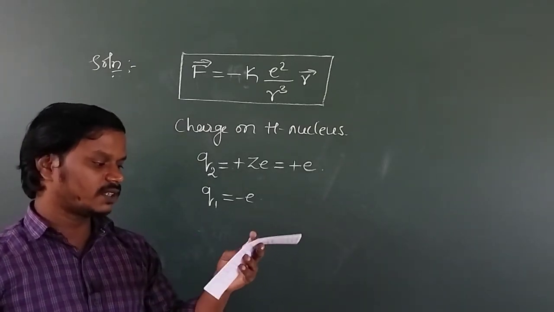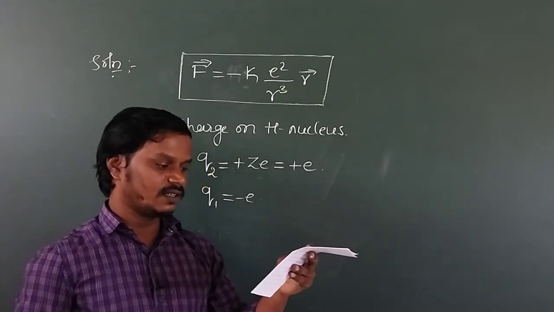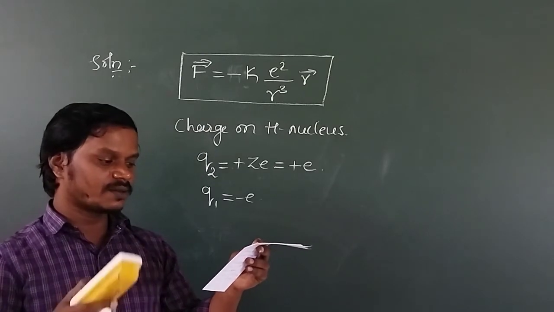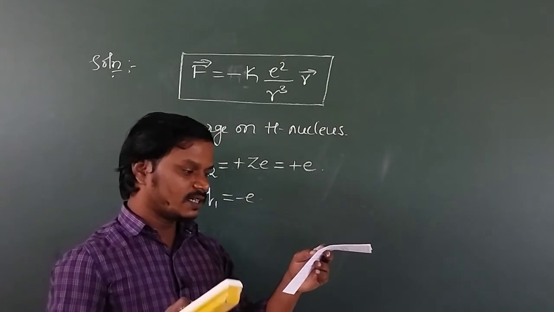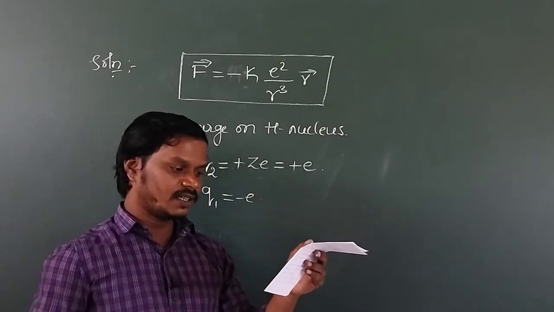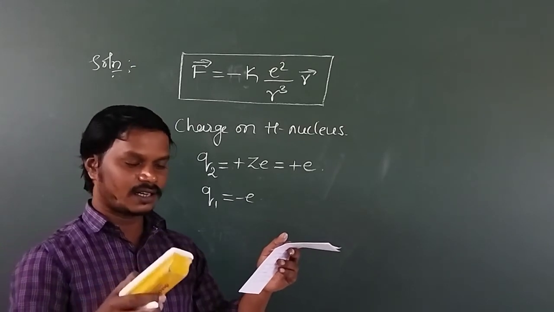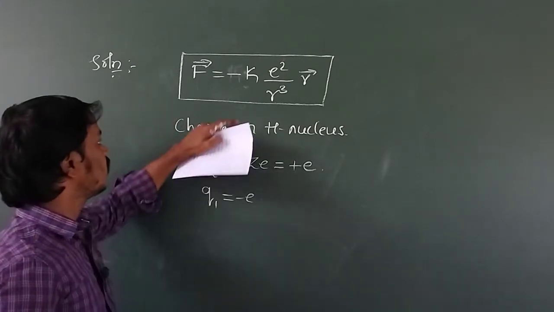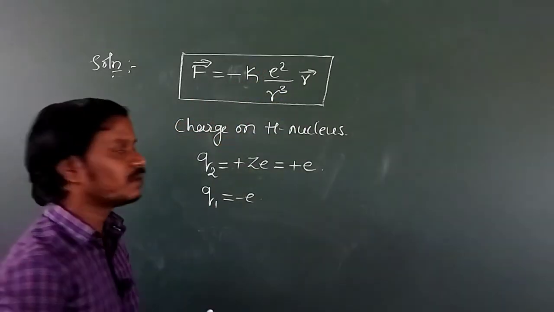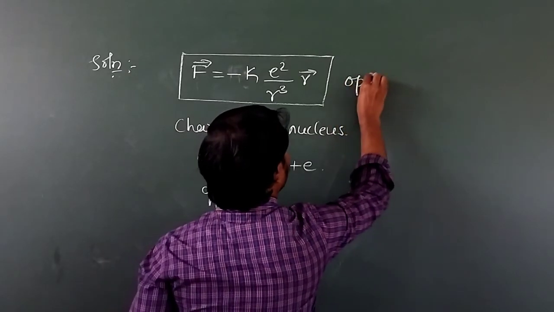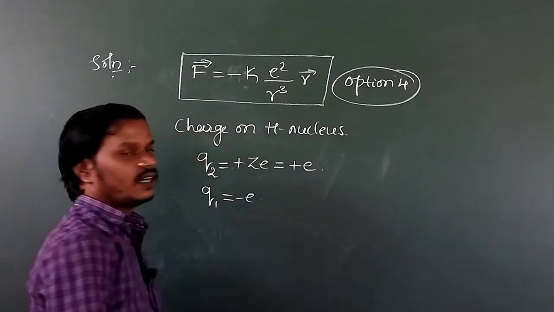So the options: first option, k e square into unit vector r divided by r square. Second option, minus k e square into unit vector r divided by r cube. Third option, k e square into vector r divided by r cube. Last option, minus k e square into vector r divided by r cube. Then what is the answer now? Minus k e square by r cube into vector r, so option 4 is the correct one. Option 4 is correct. So this is the answer.